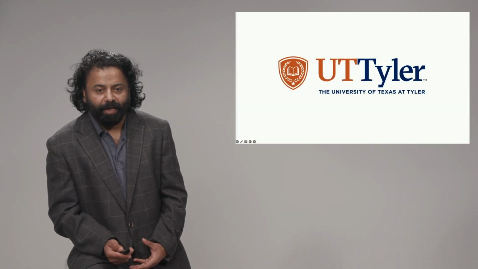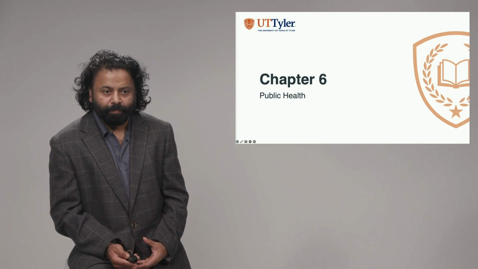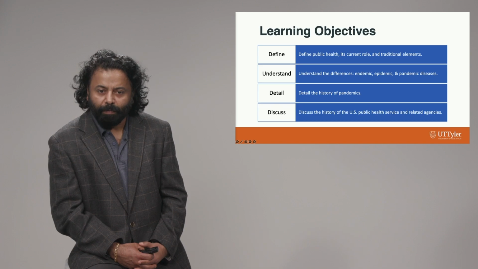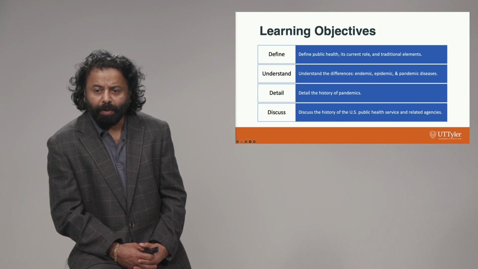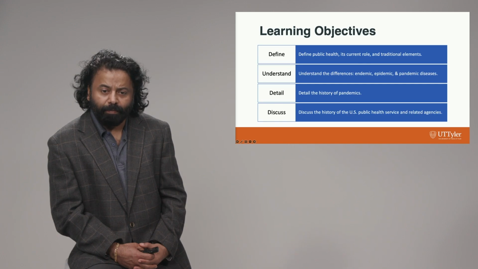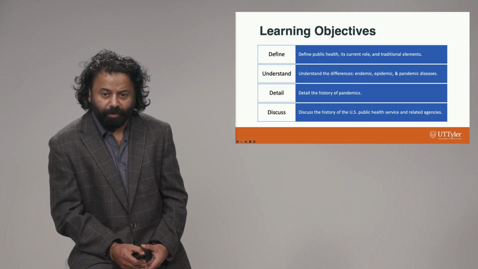We're going to deal with chapter 6 today, public health. The learning objectives: define public health and its current and traditional roles, understand the differences between endemic, epidemic, and pandemic diseases, describe the history of pandemics, and describe the history of the US Public Health Service.